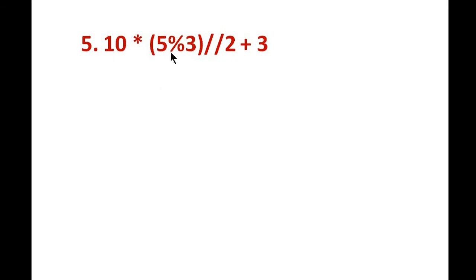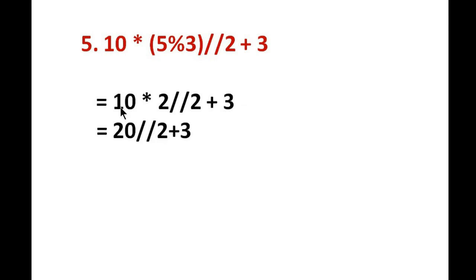Next question. 10 into 5 modulus 3 double slash 2 plus 3. First priority for the bracket, that is 5 modulus 3. 5 modulus 3 is 2. Then integer division 2 plus 3. 10 into 2 is 20. 20 integer division 2 plus 3. 20 integer division 2 is 10, only the whole number part, because it is integer division. Plus 3, you will get 30.